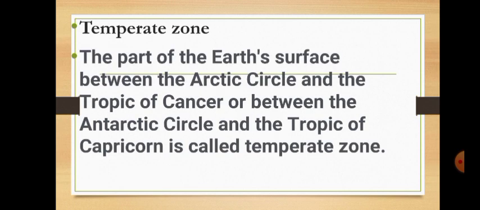Next, temperate zone. The part of the earth's surface between the Arctic Circle and the Tropic of Cancer, or between the Antarctic Circle and the Tropic of Capricorn, is called temperate zone.